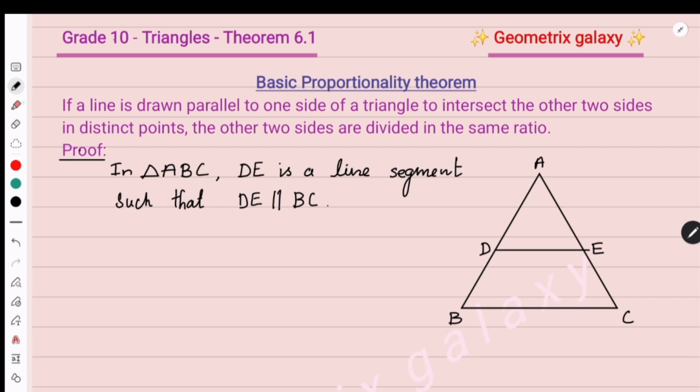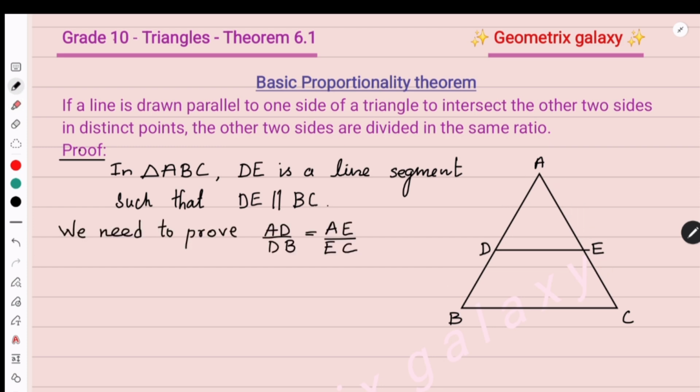Now listen to the explanation, students. ABC is a triangle. In this triangle, a line DE is drawn parallel to one side of the triangle, BC, to intersect the other two sides in distinct points D and E. We need to prove that the other two sides are divided in the same ratio, that is, AD divided by DB is equal to AE divided by EC.